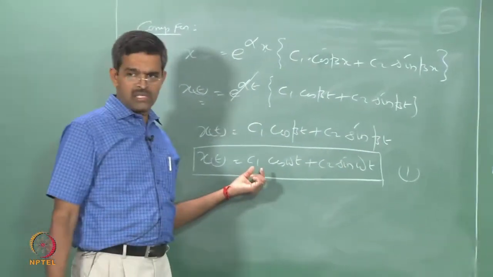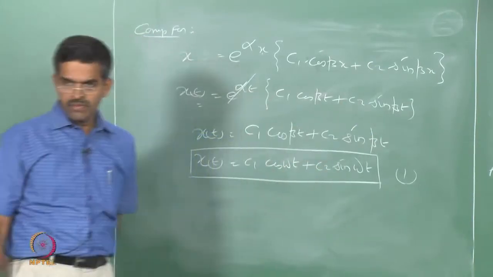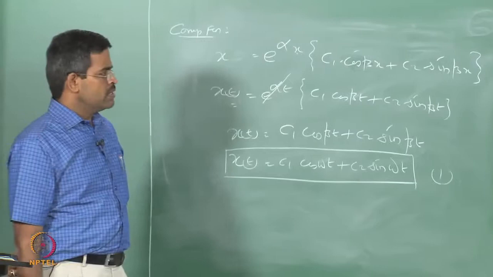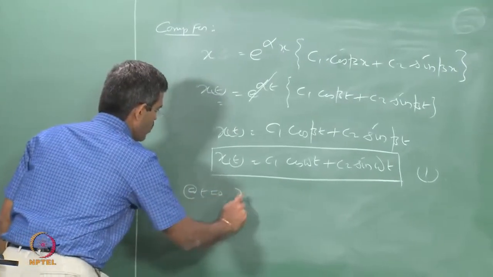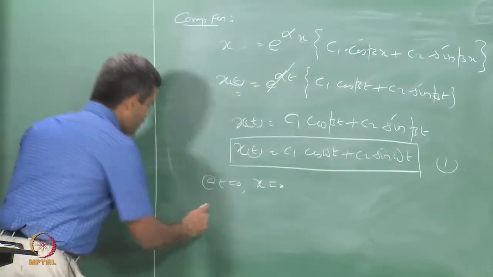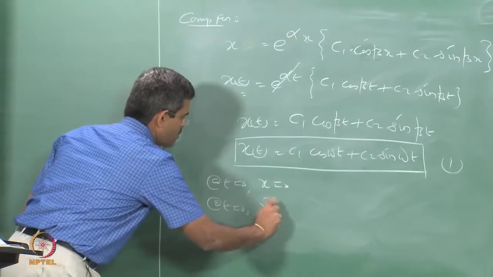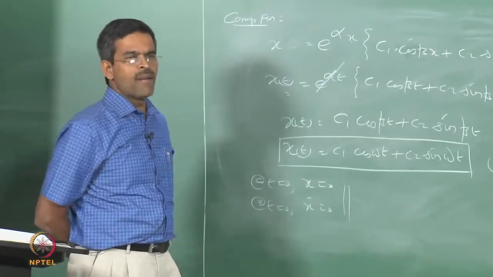Now, there are two constants here, C1 and C2, which depend on the initial conditions of the problem. What are the initial conditions of this problem? At t equal to 0, there was no displacement. At t equal to 0, the velocity is also 0. Let us apply this.